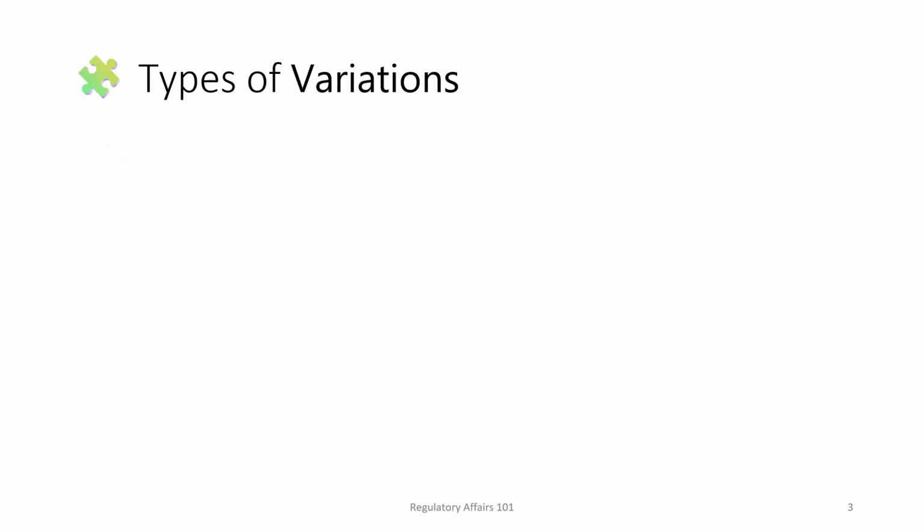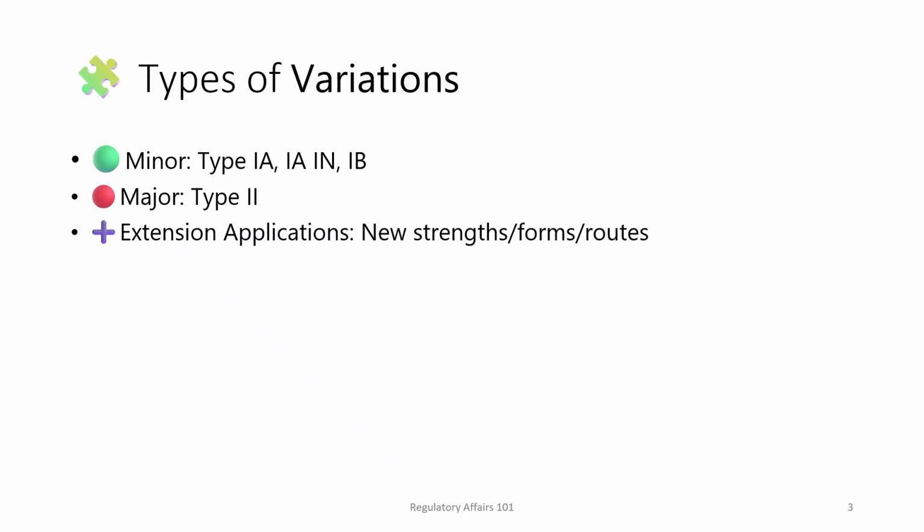Variations fall into three main categories. Minor changes, Type 1A, 1A-IN, and 1B are low impact and often procedural. Major changes, Type 2, can affect safety, efficacy, or quality. And extension applications introduce new strengths, forms, or routes, treated as initial marketing authorizations.